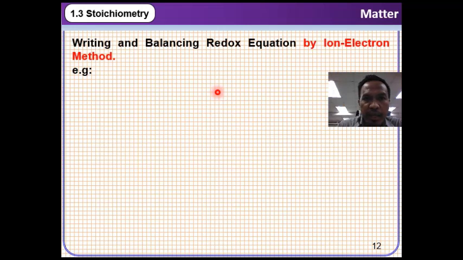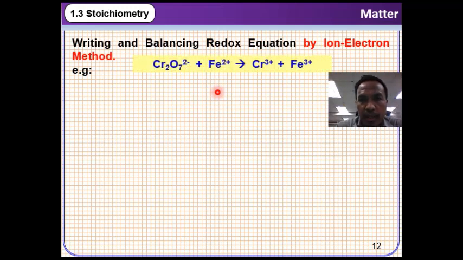Okay, now we look at the example of writing and balancing the redox equation by the ion electron method for acidic medium. Assume that this reaction proceeds in acidic medium. We have a dichromate ion Cr2O7 2- and iron 2+ ion producing chromium 3+ ion and iron 3+ ion. And as I said, assume that this reaction occurs in acidic medium. And how can we balance the redox equation?